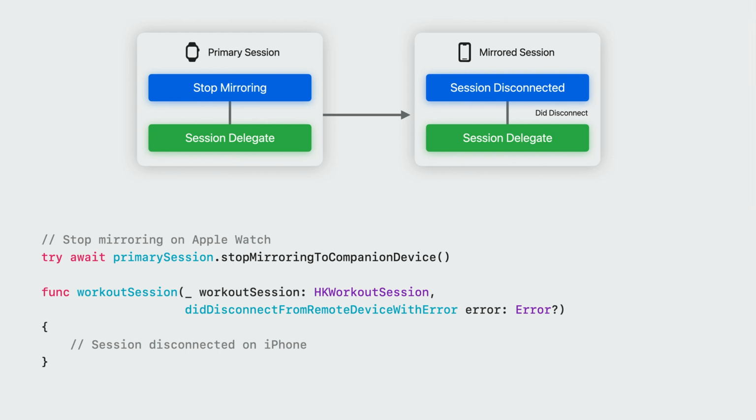And when I'm done cycling, I'll end the primary session and save it on the Apple Watch by finishing the builder. After saving the workout sample on Apple Watch, it syncs to my other devices, and I can now show the post-workout summary with more detailed charts and visualizations. Great!